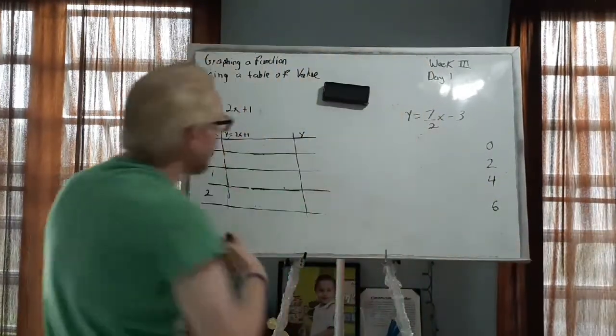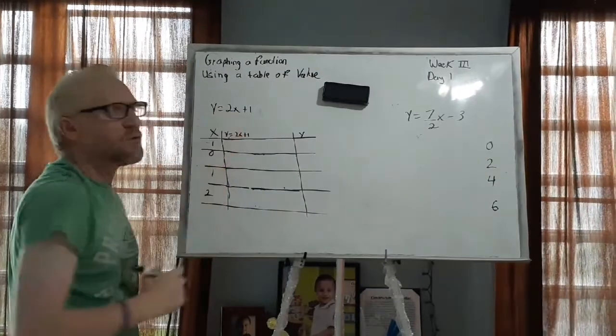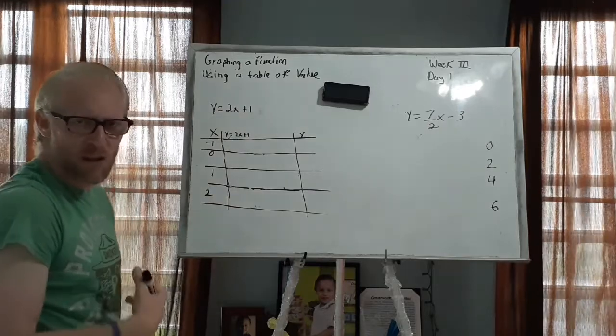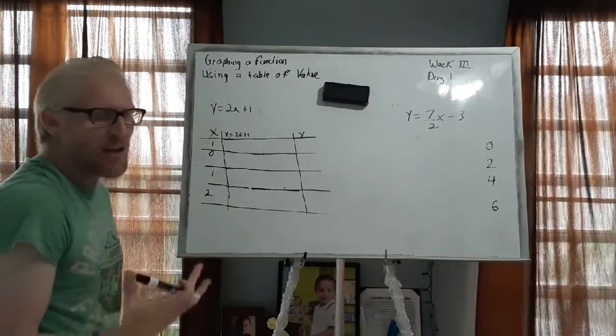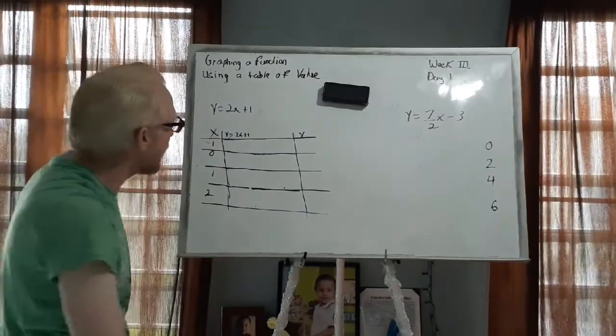Now, what am I going to do? Well, I'm going to take each one of these numbers and I'm going to plug them into my function, specifically where the x is. And every time I input an x, I'm going to get a y, and that's going to give me an ordered pair, and I can construct my graph.